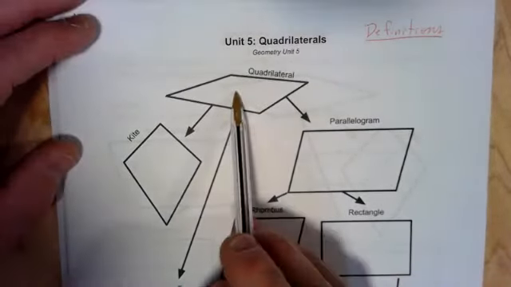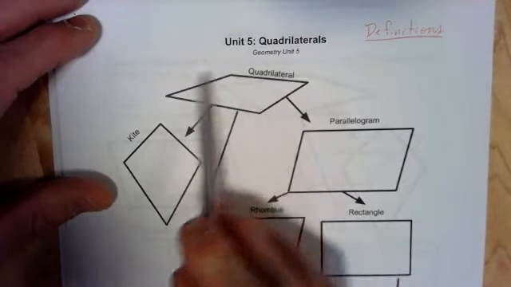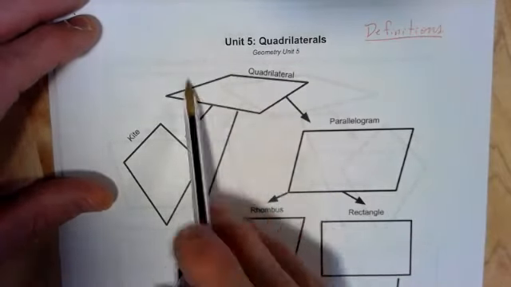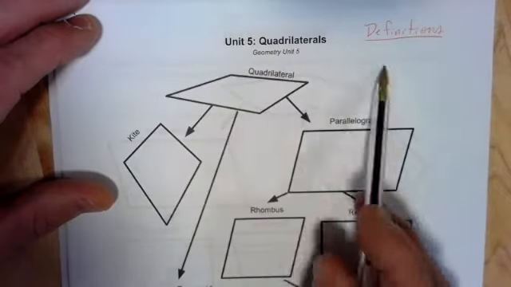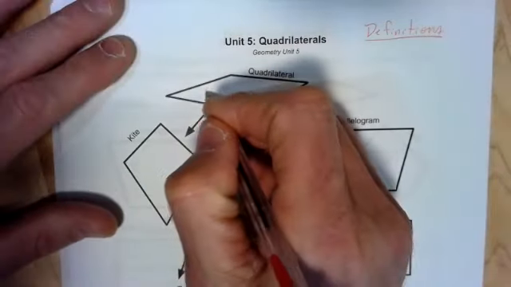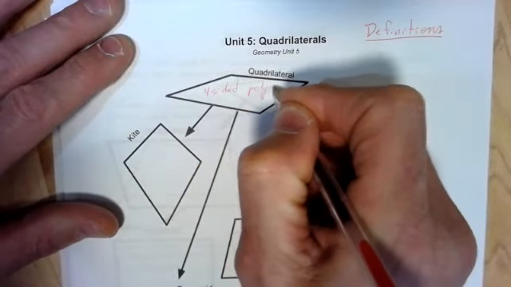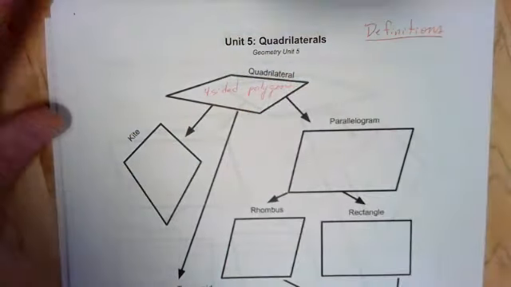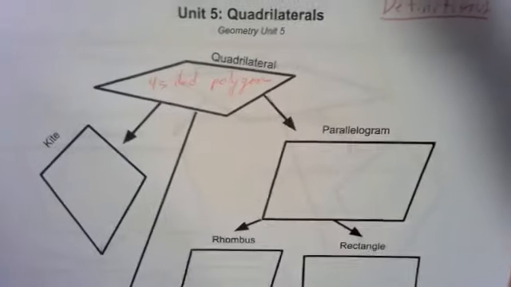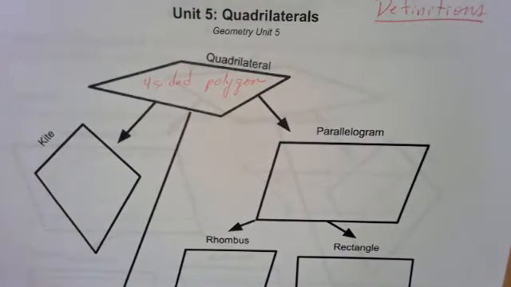So the first shape that we have here is a quadrilateral. That's the most general that starts up here. And the definition of a quadrilateral is a 4-sided polygon. That's all we need to have a quadrilateral, okay? We just need a 4-sided polygon.